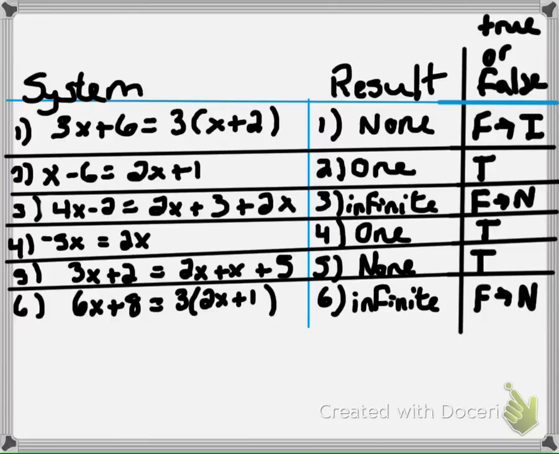Okay, so for problem number 1, in simplest form, this second part would end up being 3x plus 6, which means these are both the same equation in simplest form. So this system is going to be one line on top of the other, which means there's infinite solutions. So this is false. It's not true that there are no solutions. There are infinite solutions. The I means infinite.